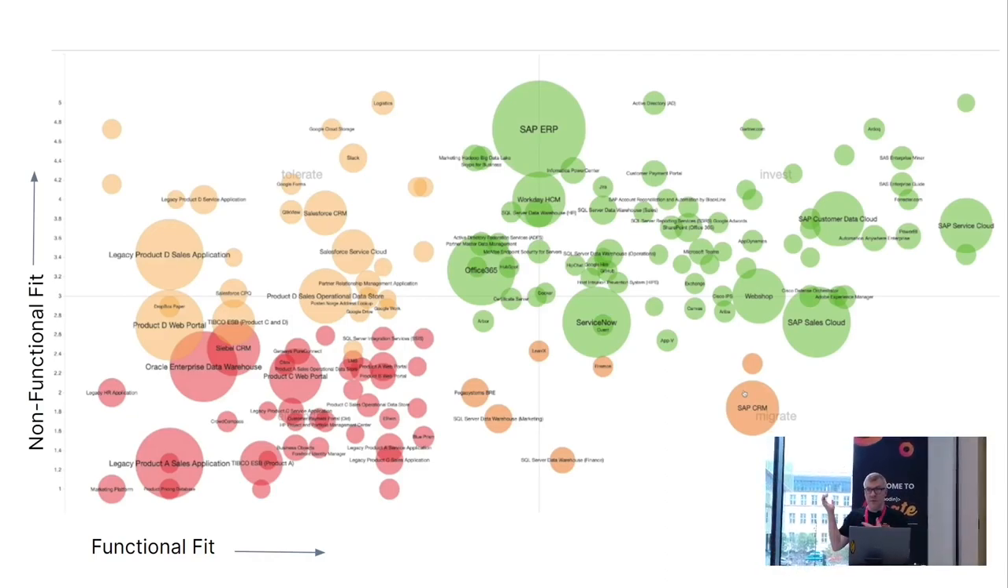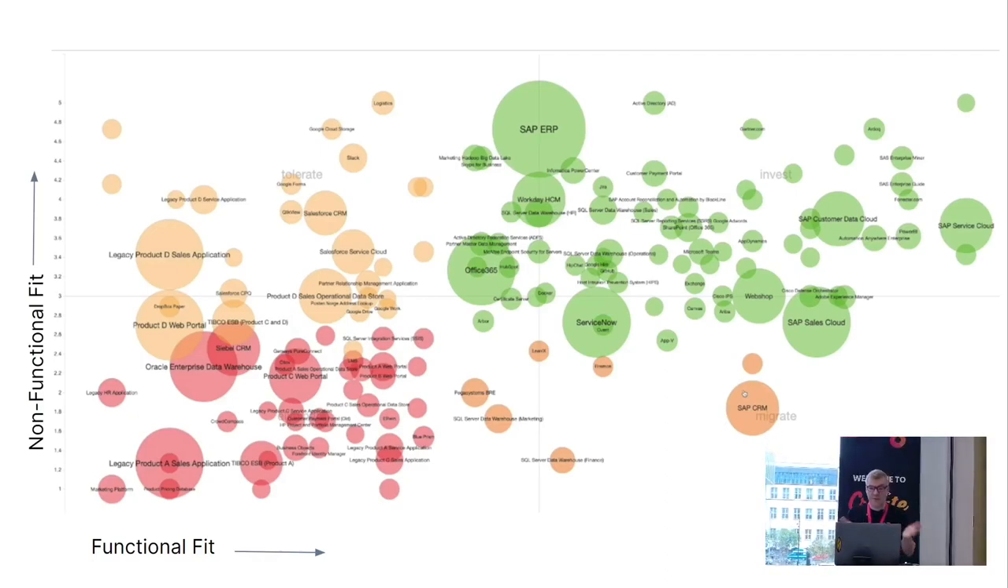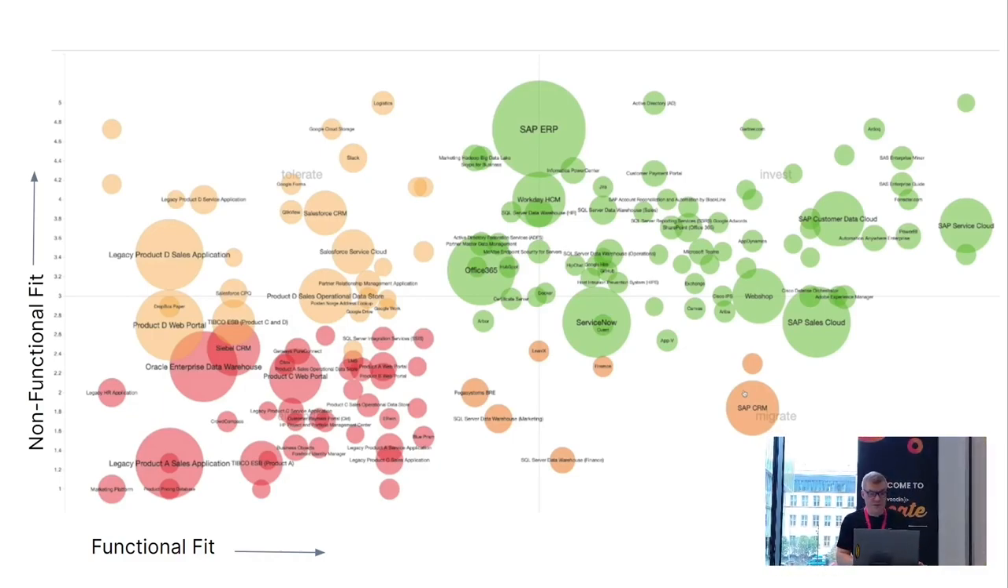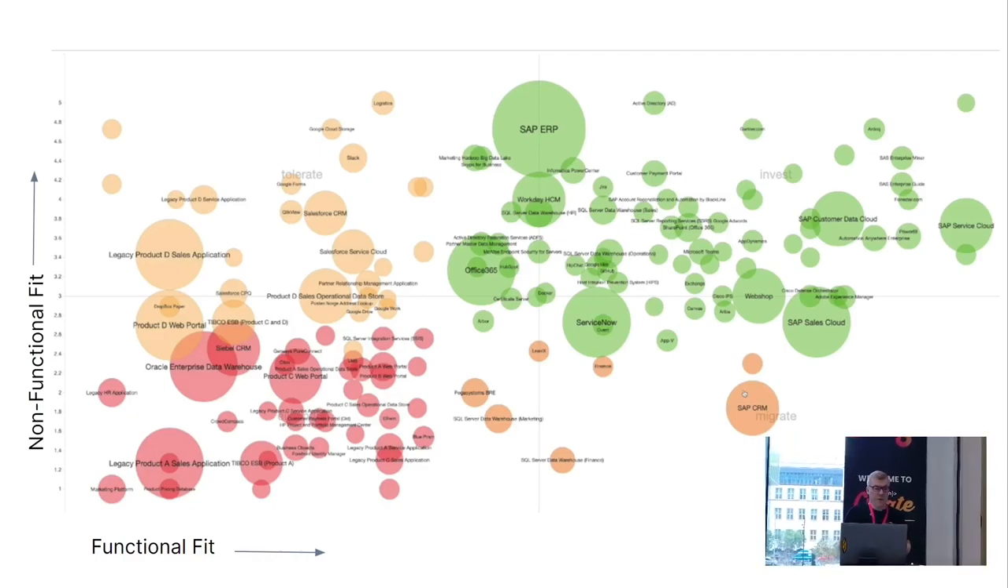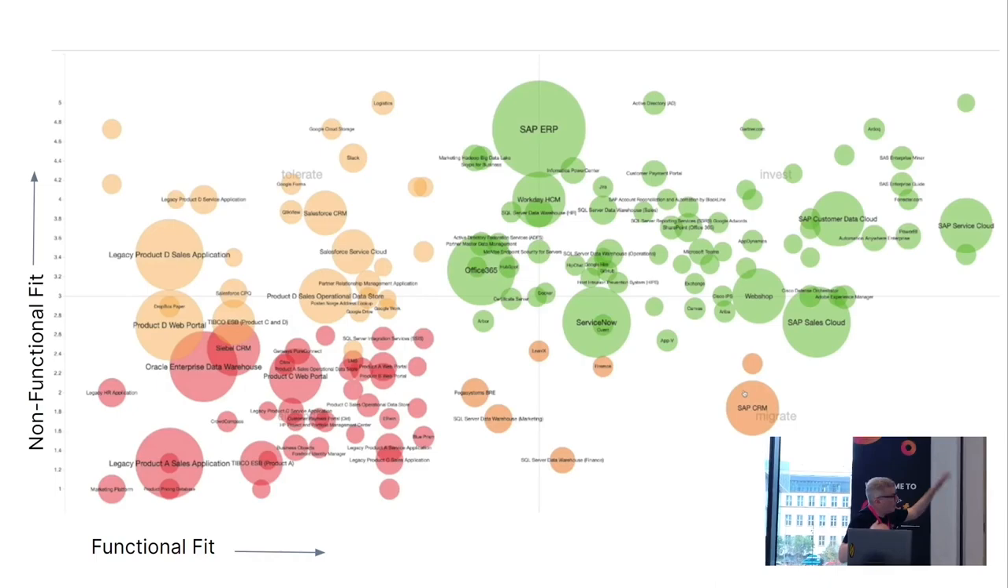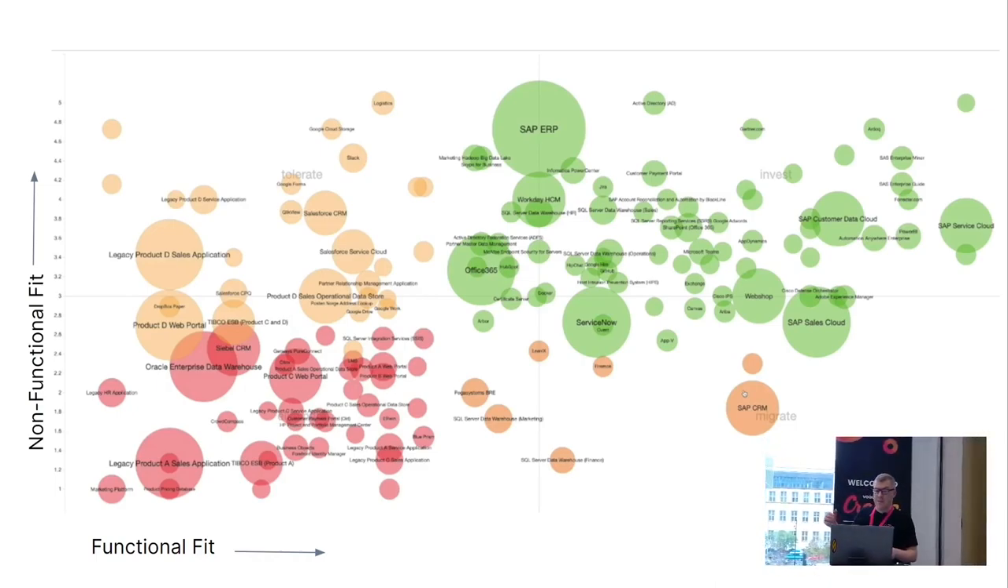So we could be looking at this chart and we have no idea what company this is. We don't know what country they're located in. We don't know what industry they're in necessarily. But simply by looking at this chart, we can see that this company has some serious issues that it needs to tackle. One of them, most importantly, is that all the way at the bottom of this chart, there are many applications that are shown as having a poor non-functional fit.